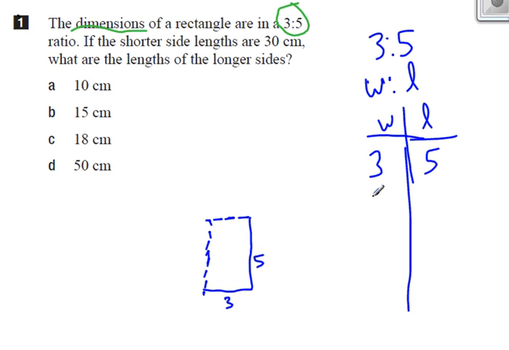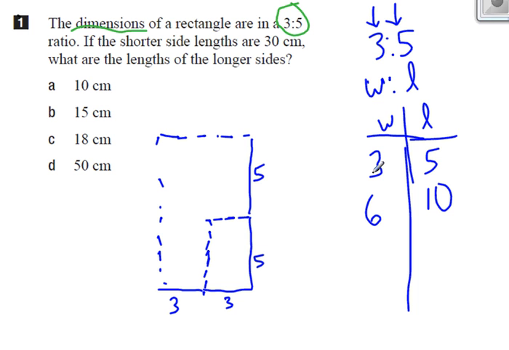It could also be 6 and 10. And the way I know that is because if I made this side 3 centimeters longer, so a total of 6, then I must make this side 5 centimeters longer for a total of 10. Because ratio means that every 3 units that I add to this side, I must add 5 units to this side. So if I increase this side by 3, I have to increase this side by 5. So here is another potential rectangle.